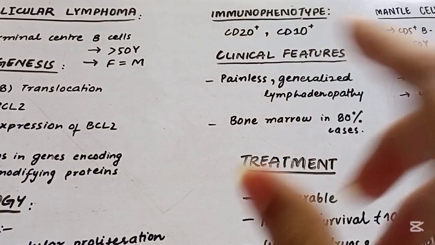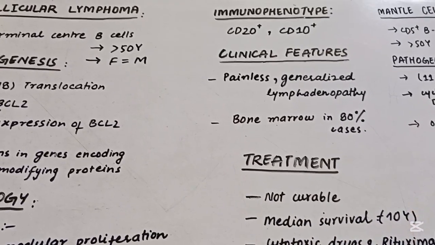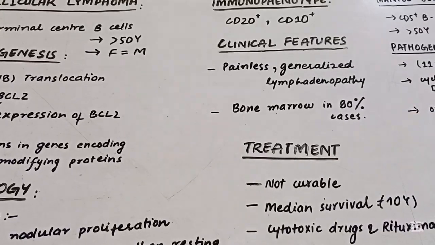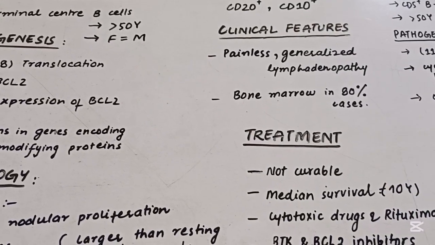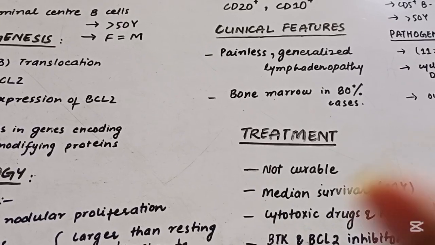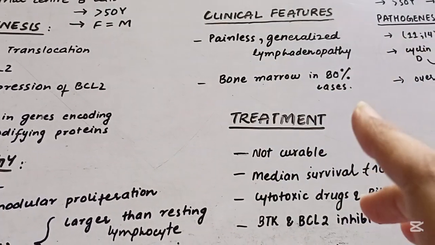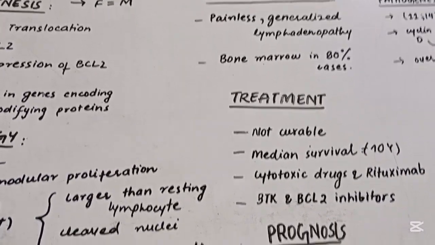Now let's talk about the immunophenotype. The cells are CD20 positive as well as CD10 positive. CD10 is the marker of germinal center B cells. Now let's talk about the clinical features. Most of the patients have painless generalized lymphadenopathy, and bone marrow is involved in approximately 80% of the cases at the time of the diagnosis.